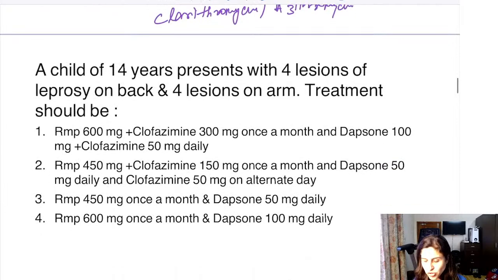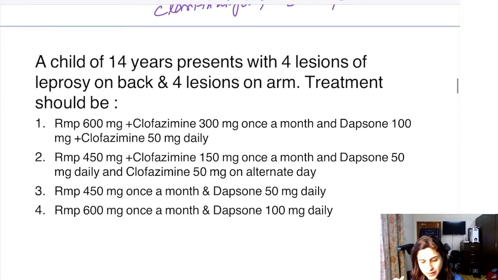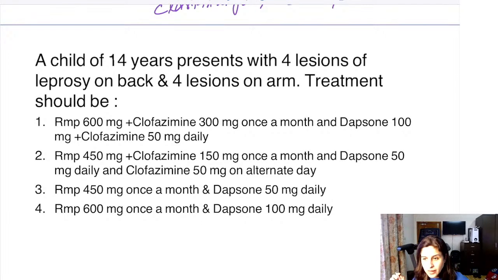Coming to the next question. So we've tried to rapidly cover all the important points of the anti-tubercular drugs. Let's go to the next topic through the question first. It is a child of 14 years, who presents with 4 lesions of leprosy on the back and 4 lesions on the arm. Which of the following treatments should be given to the child?